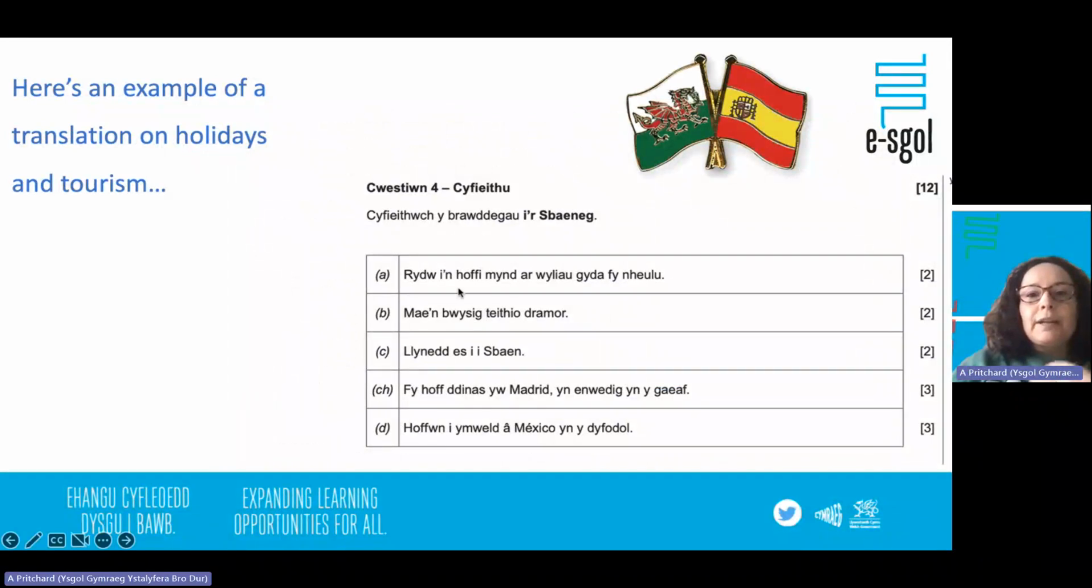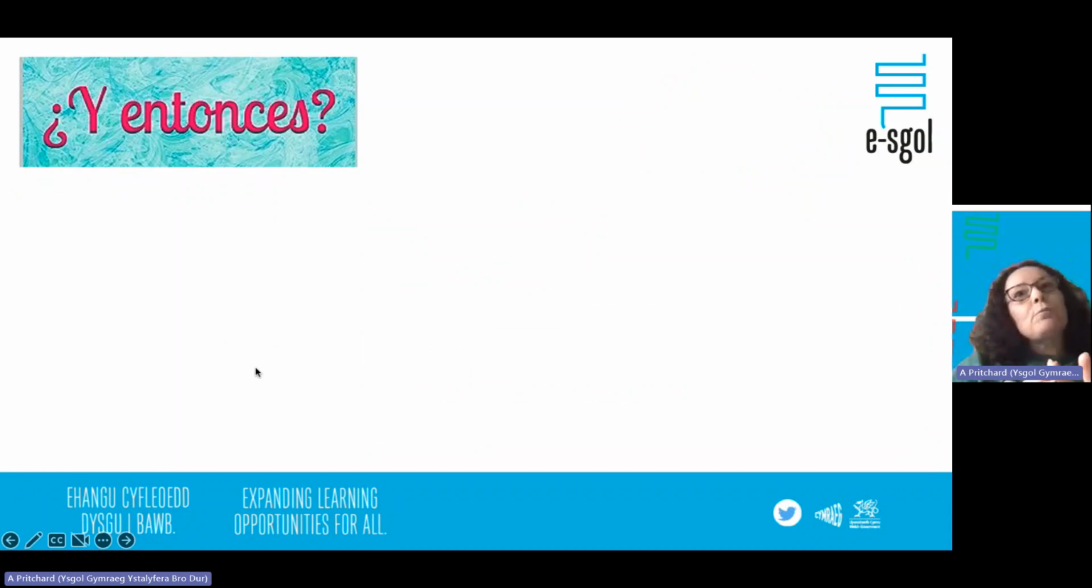And also here's an example of where it has come up in a translation task in the foundation tier. Oh sorry, I put the Welsh version here, but it says, I like going on holidays with my family. It's important to travel abroad. Last year, I went to Spain. My favourite town is Madrid, especially in the winter, and I would like to visit Mexico in the future. So you can see again, we've got past tense, future tense, we have opinions, which come up time and time again. So when we come to preparing now, I would do a similar thing.